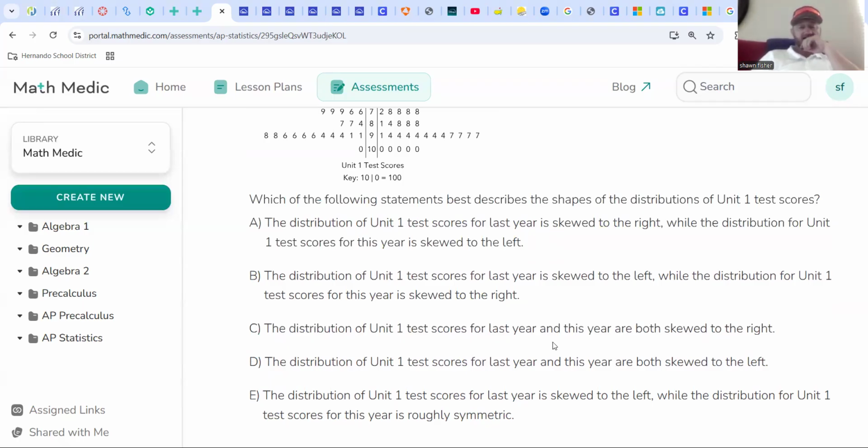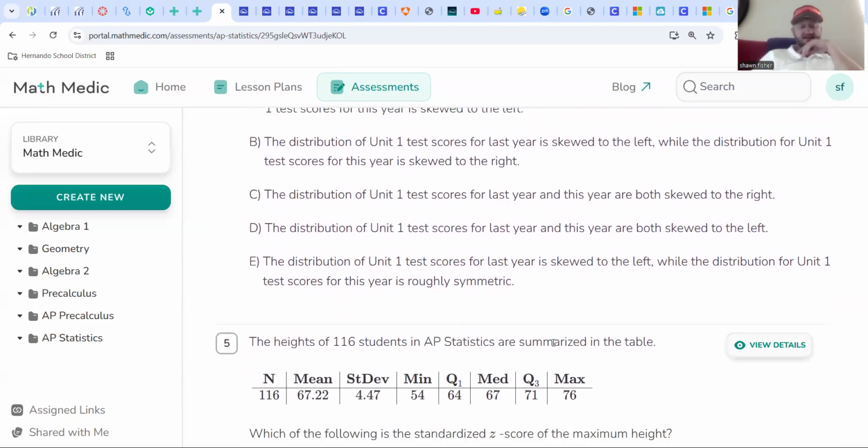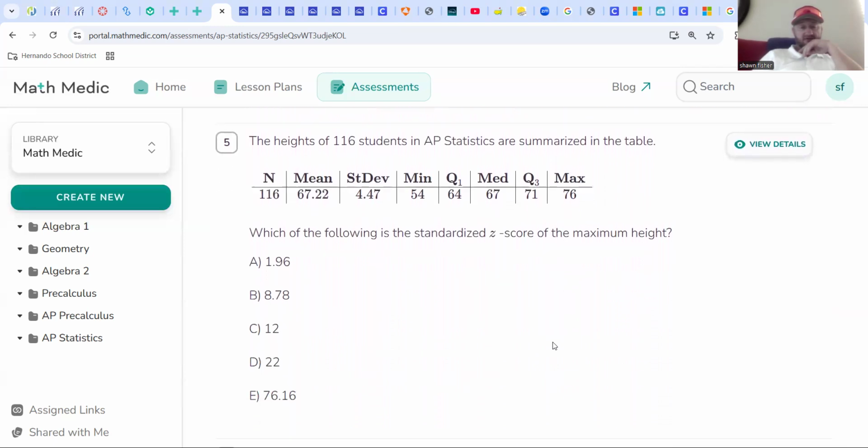Very good. Okay. Last one, guys, for today. We got 116 students. We took an average of them. We got a give and take standard deviation. There's a minimum part. Remember, we did this when we go into our calculator, and it'll give us a 5-number summary. And again, we'll review some of that as we go.